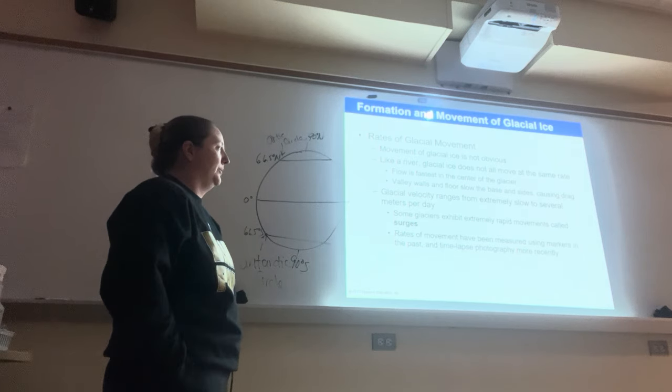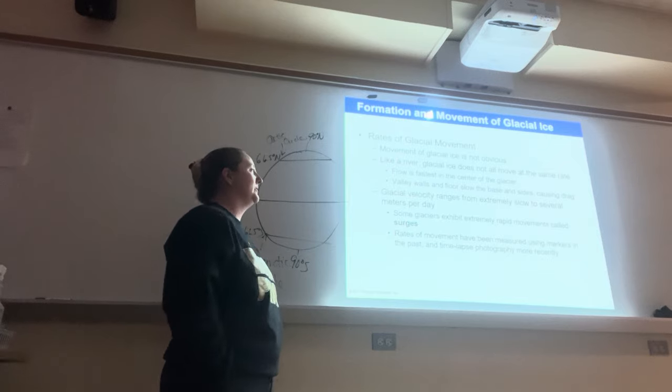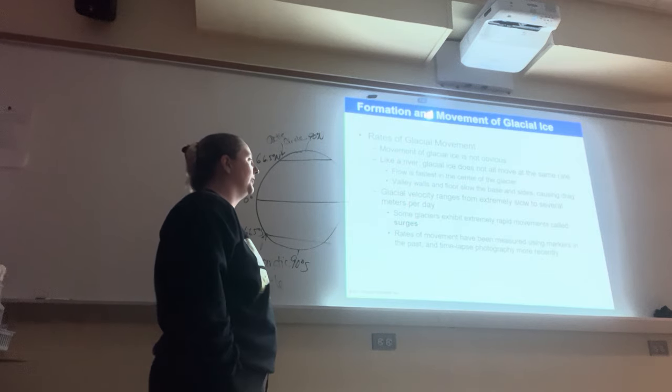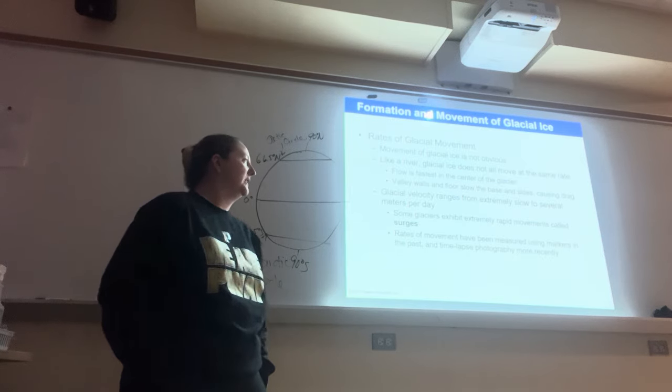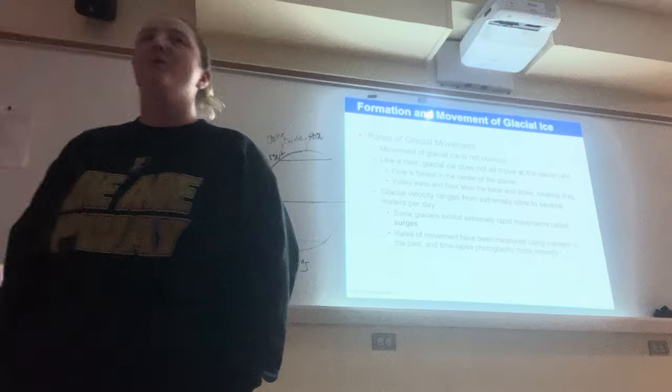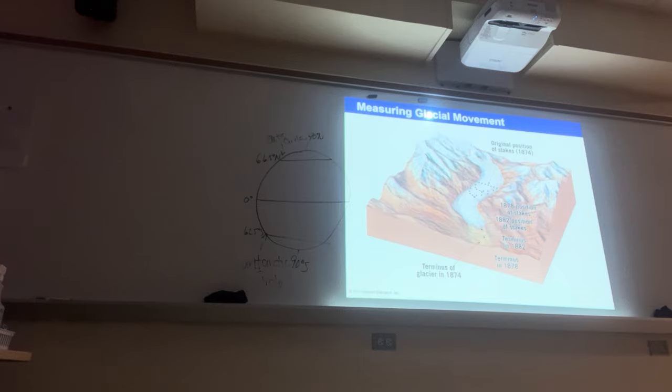Glacial velocity can range from extremely slow to a few meters per day. Some glaciers exhibit extremely rapid movements called surges, rarely, and rates of movement have been measured using markers in the past, and presently we use other remote sensing technologies like time-lapse photography or GPS sensing. So this is an example of how we used to measure glacial movement.